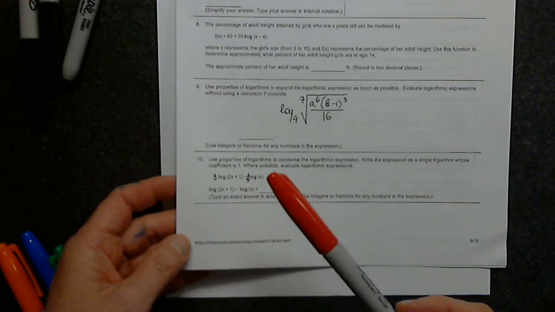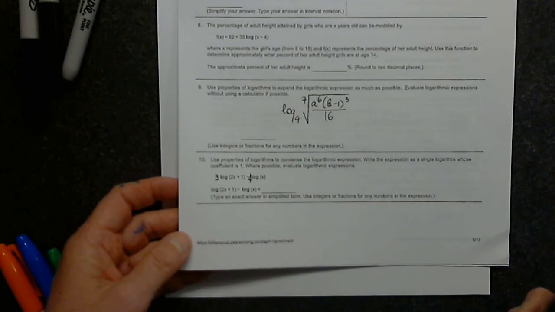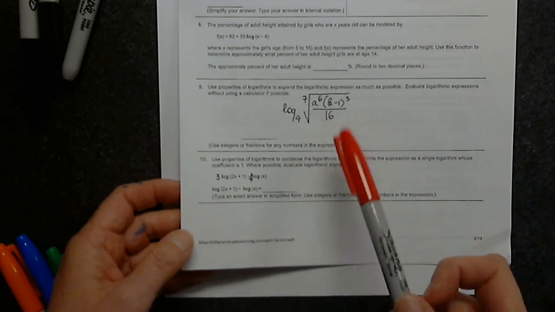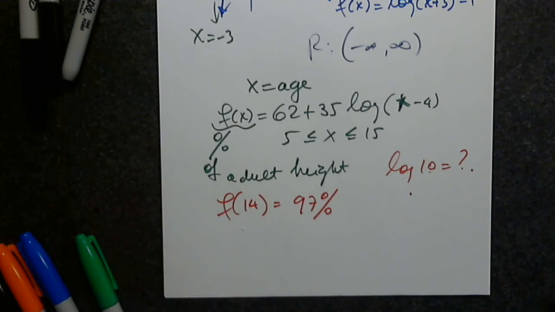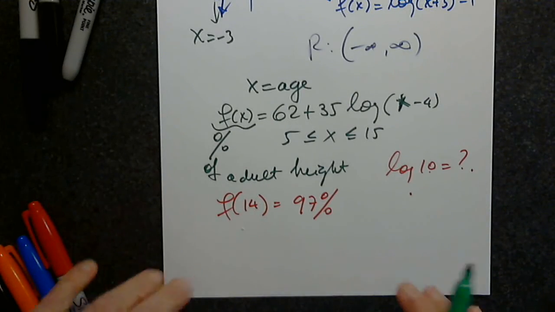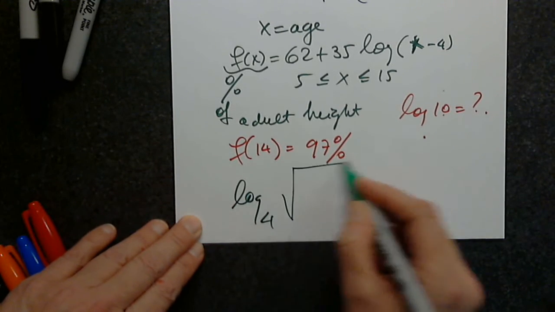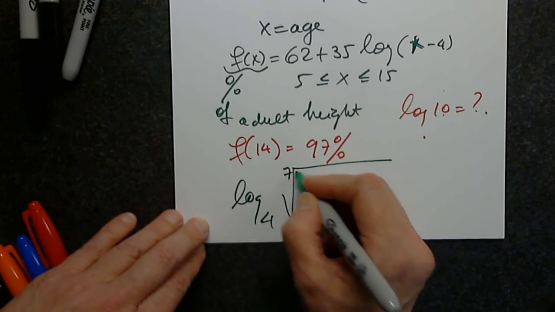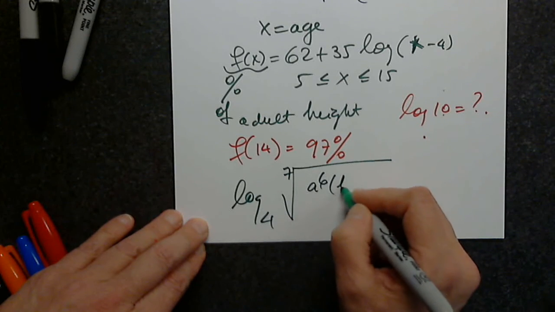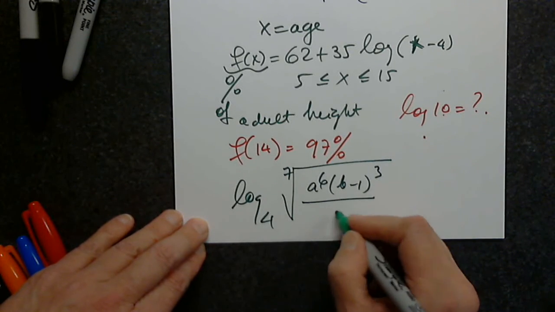Okay, so we want to expand or condense next? Expand? Okay, so let's look at expanding. And this is log base 4 of the square root, no, it's the 7th root, a to the 6th, b minus 1 to the 3rd over 16.